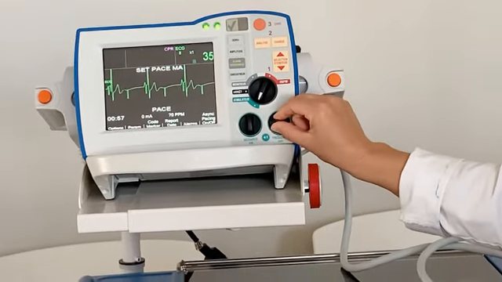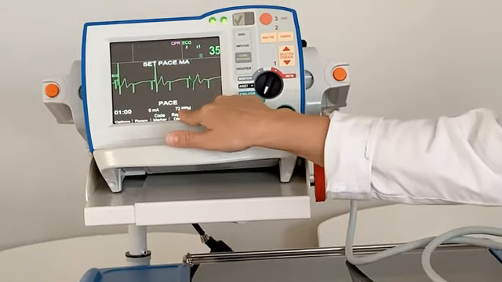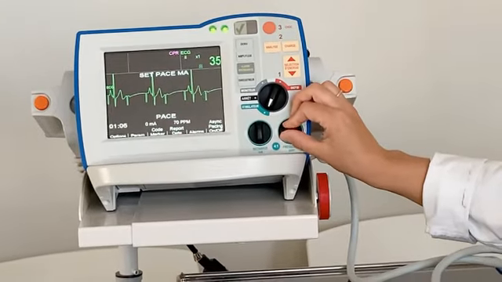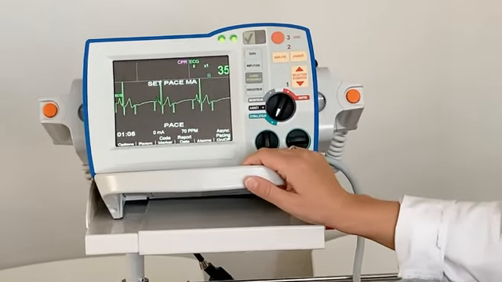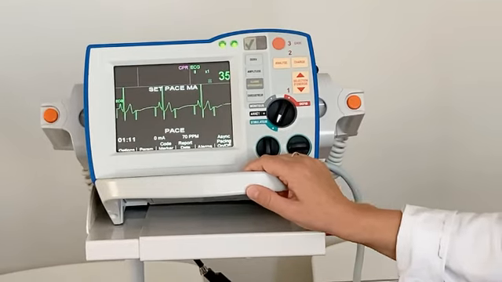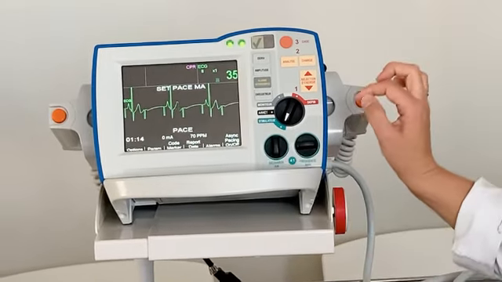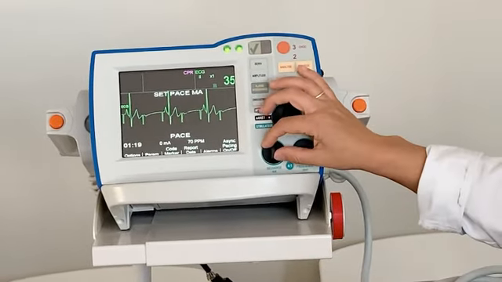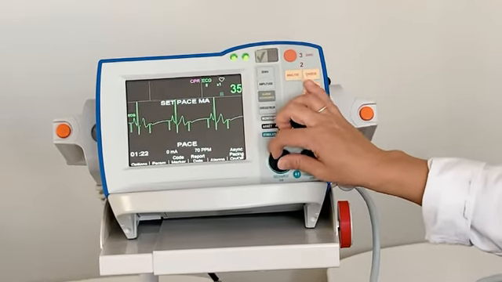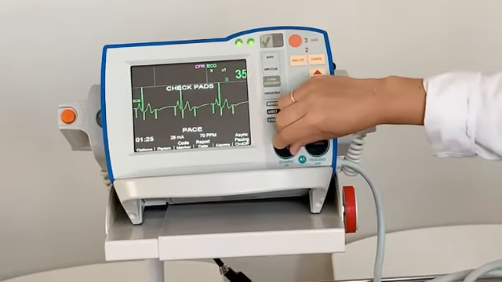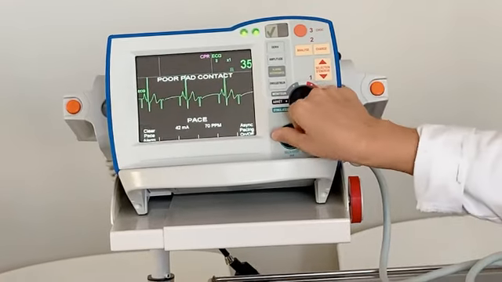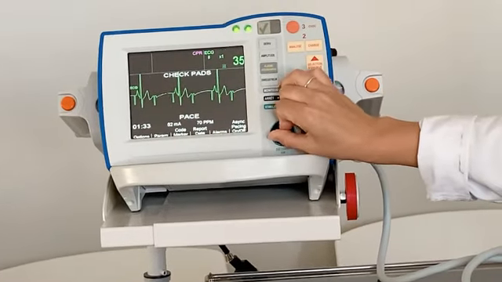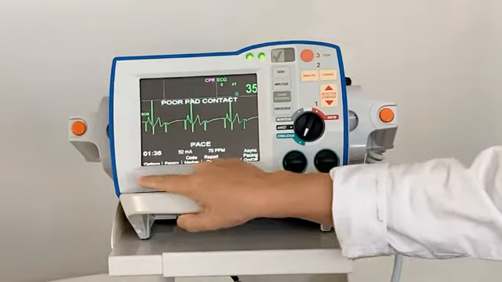I can turn the knob to set the frequency of my pacing. It's right here. Normally it's the doctor who will prescribe the pacing frequency. Normally we start anywhere between 60 and 70 beats per minute, but it might go up according to the prescriptions. The second thing that I want to set up is the amperage, so basically the electrical current that's passing between the pads. You can set it up or down. Normally you would start at about 50 and you can adjust it to achieve capture.